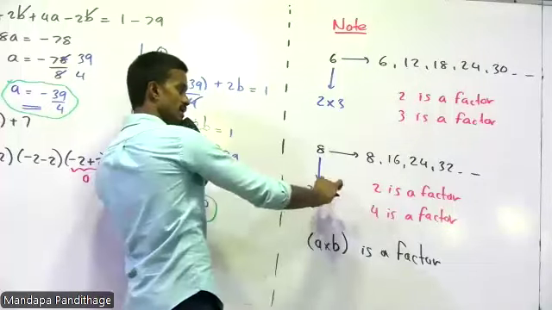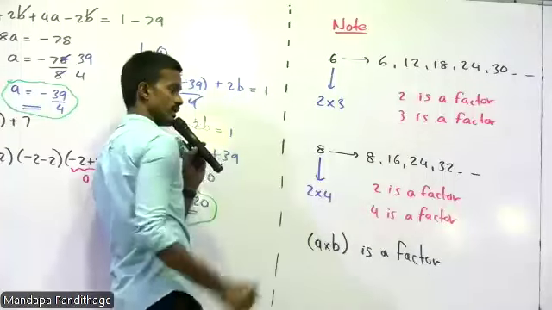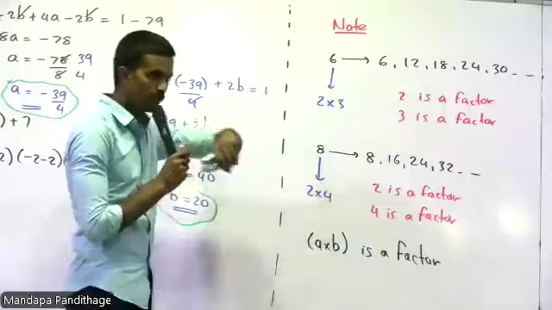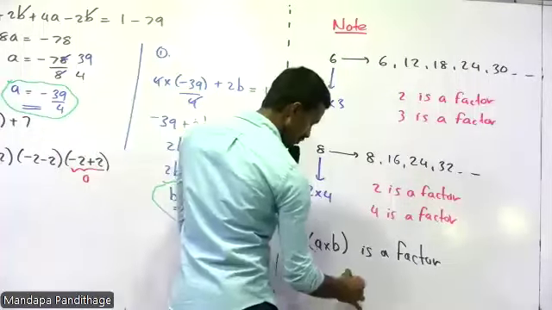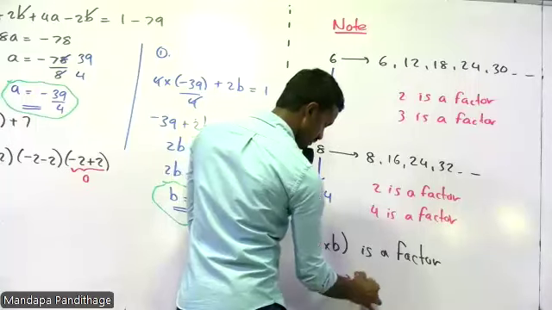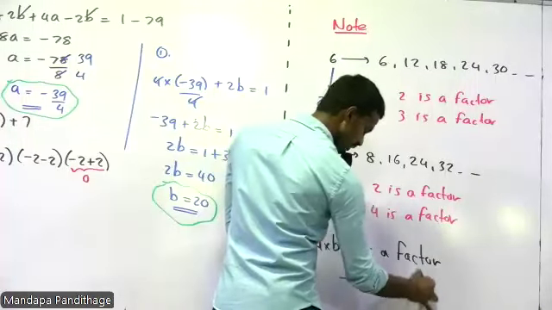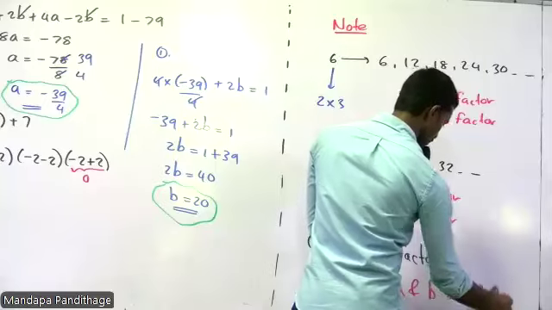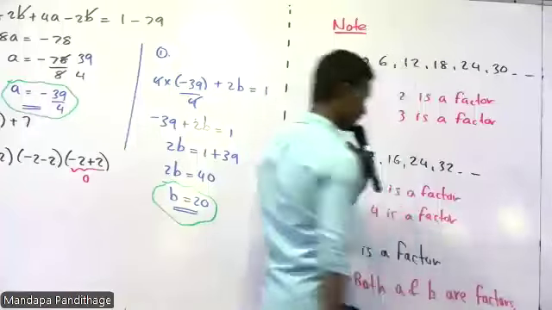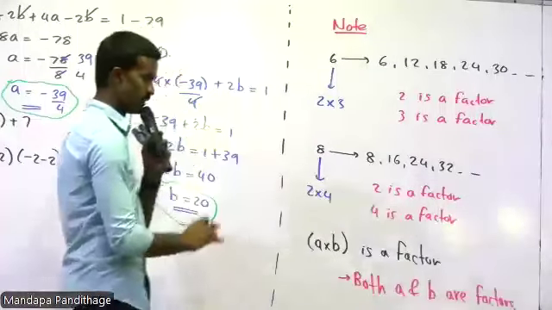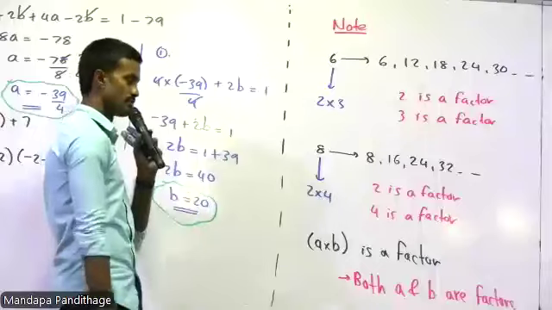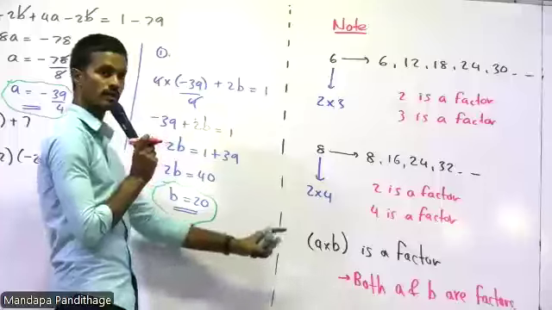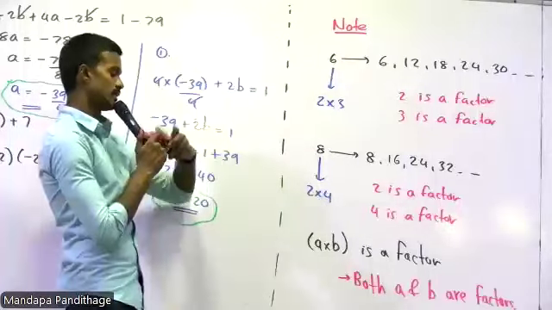If 8 is a factor, 2 into 4, that means 2 is a factor and 4 is a factor. So you can say if A into B is a factor of something, then both A and B are factors. Clear? So it is valid for anything. When we have a product as a factor of something, then both A and B are factors. Hands up if you understood that. Okay, so write this as a note.